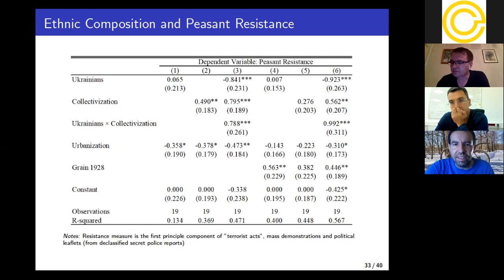Sorry, I'm still thinking of the exact question, but I'm thinking along the same lines. I don't know if anything else can be done in order to see, because I guess there were some regions that were also rich in producing grain but without Ukrainians, and if I understand correctly, in those regions you don't see such big spikes in mortality as in those with Ukrainians. Correct. Yes.